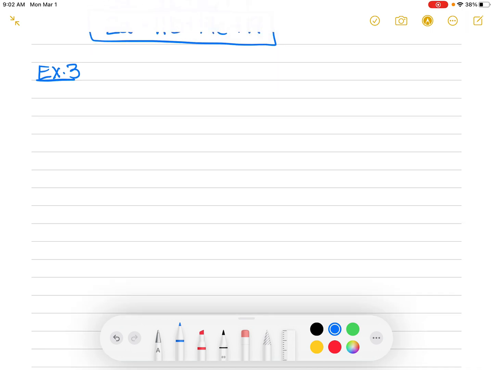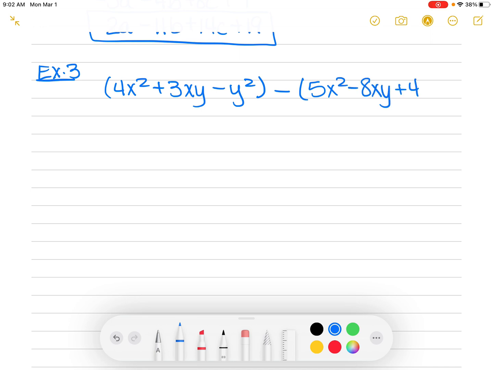Okay, last one. You have 4x squared plus 3xy minus y squared, minus 5x squared minus 8xy plus 4y squared. Okay, so go ahead and distribute that minus sign out and then combine your like terms, and that will be it. So hit pause and do it on your own.